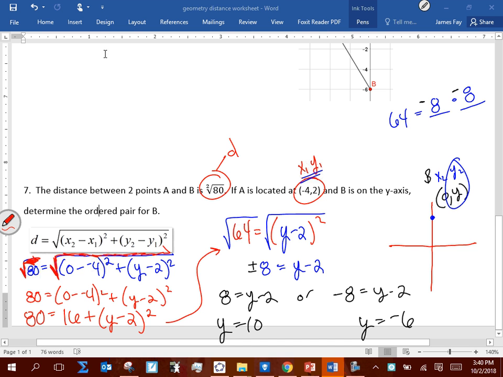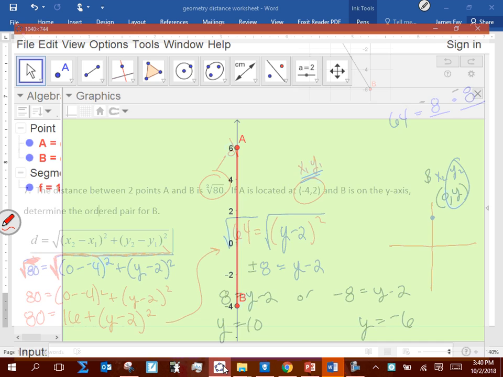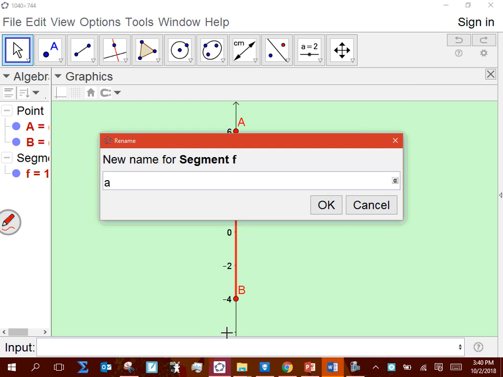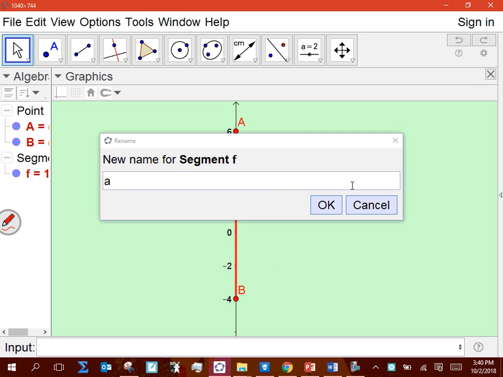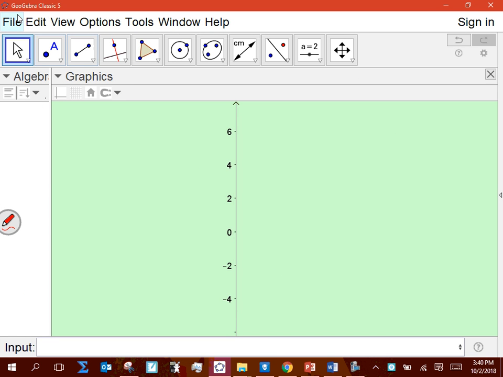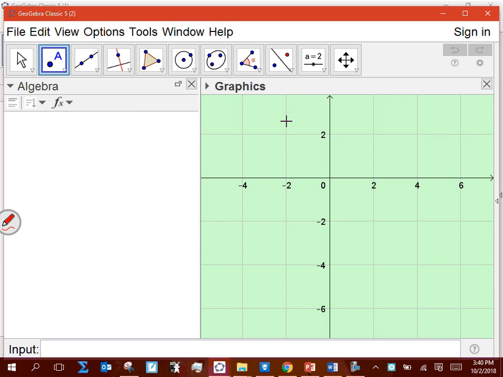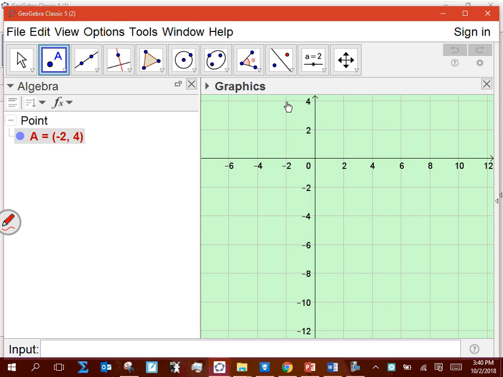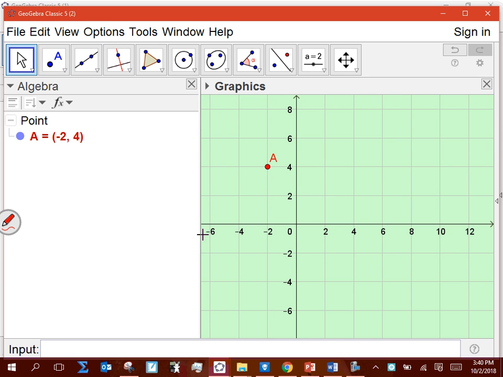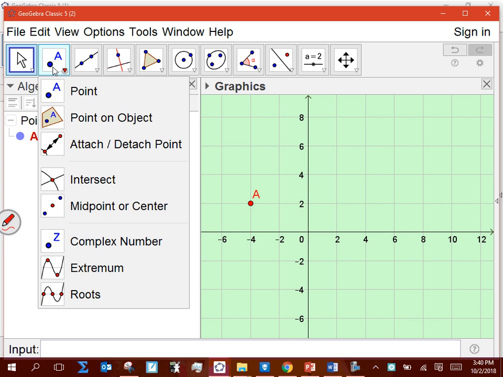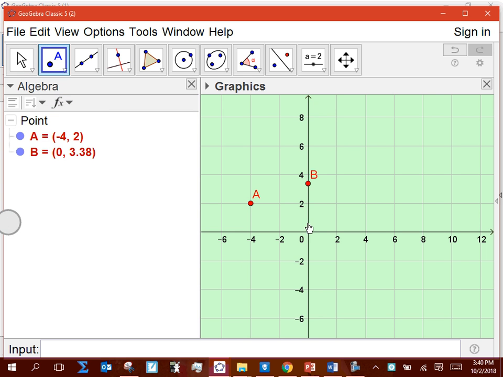Okay? Let's go to GeoGebra here to show this. The first point that we came up with that they gave us was negative 2, 4. Actually, I think it's negative 4, 2. My apologies. Negative 4, 2. And then they said point B was located somewhere on the y-axis.